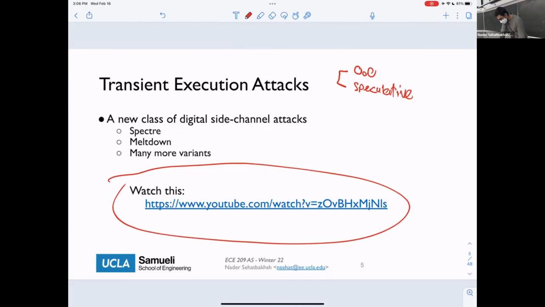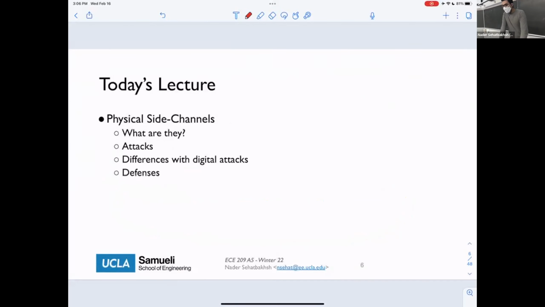So just FYI. All right, so now let's actually start talking about physical side channels. We want to talk about what they are and different types of attacks using physical side channels. Of course, the difference between physical and digital, and we're finally going to talk about defenses for physical side channels.